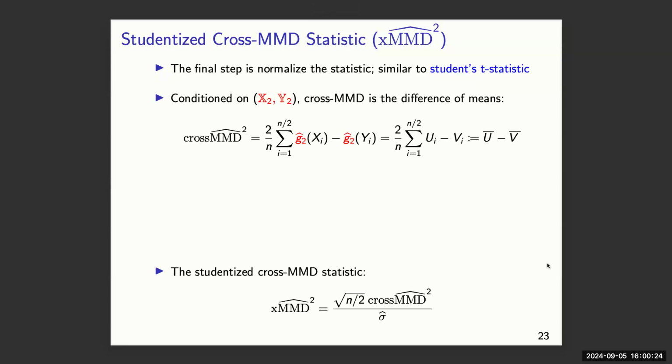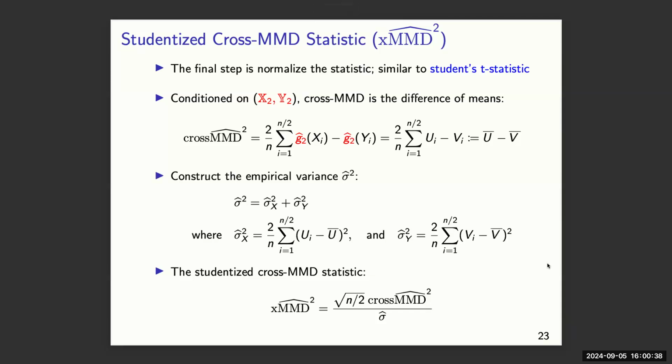So if we condition on the second half, it's like a difference of u's and v's, where u_i is g hat 2 computed at x_i, and v_i is g hat 2 evaluated at y_i. So it's the difference of two means, and both of them are independent of each other. Hence, the empirical variance sigma hat of this term would be sigma hat x squared plus sigma hat y squared. The variances add up because they are independent of each other, and each sigma hat is just the empirical standard deviation of the u's and the v's. The final statistic is obtained by normalizing with the empirical standard deviation and then times the sample size.